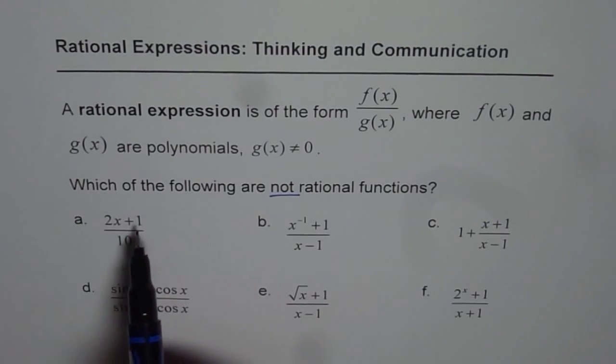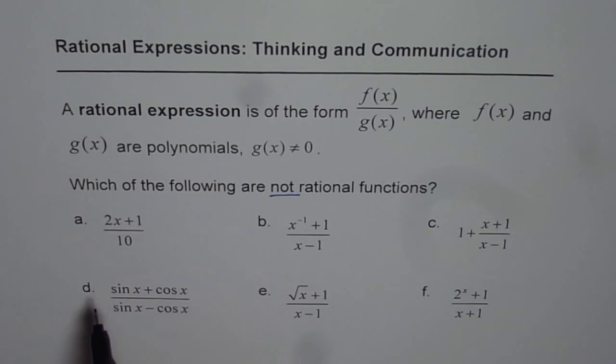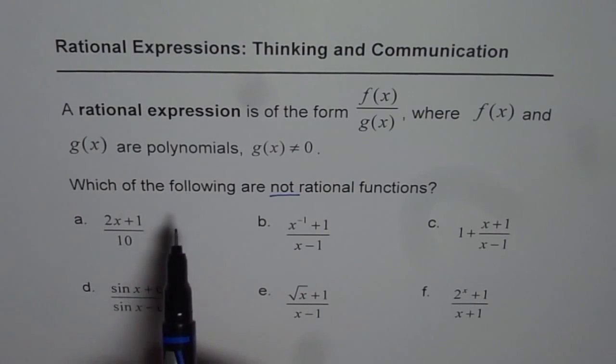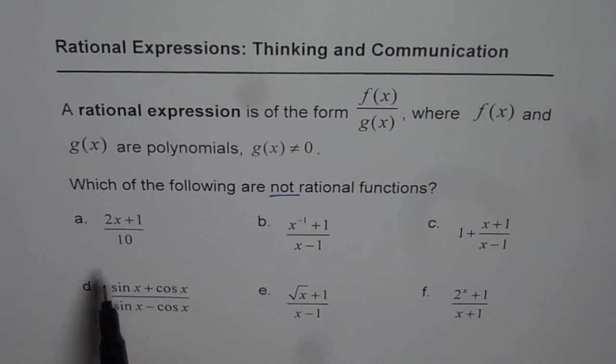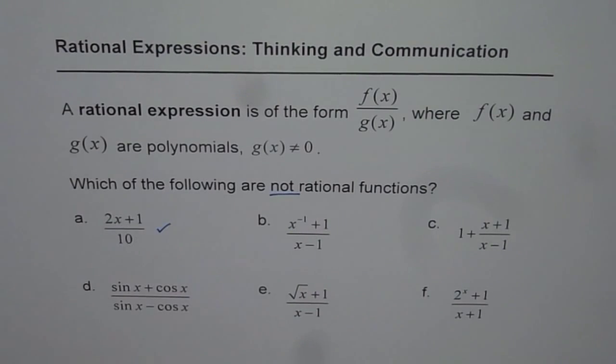A. 2x plus 1 divided by 10. Now 10 is a polynomial. It's called a constant function. So here numerator and denominator both are polynomials. So this one is a rational expression. So that is fine. How about this one?